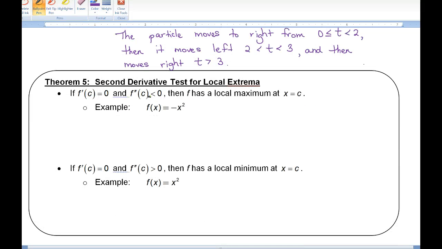Okay, so second derivative test for local extrema. We don't use this one too often, but it is a neat little theorem that we can use to determine a local max or local min using second derivatives.